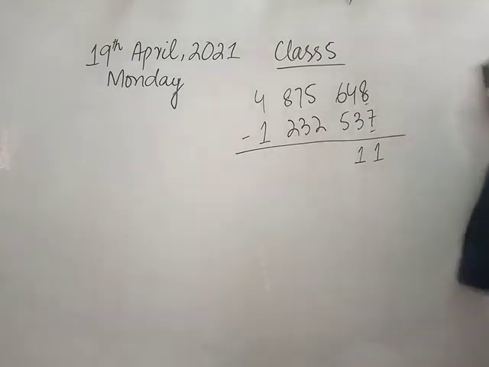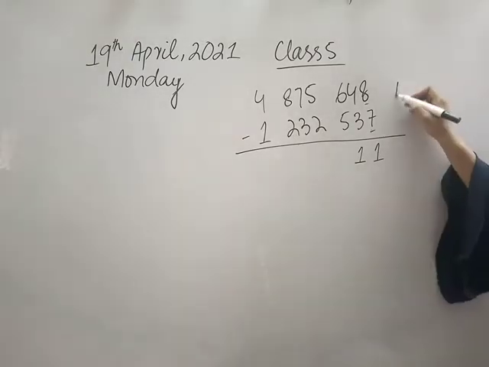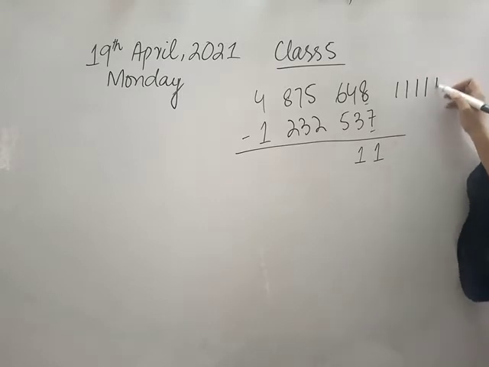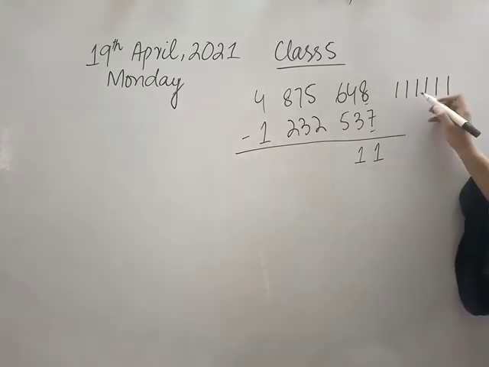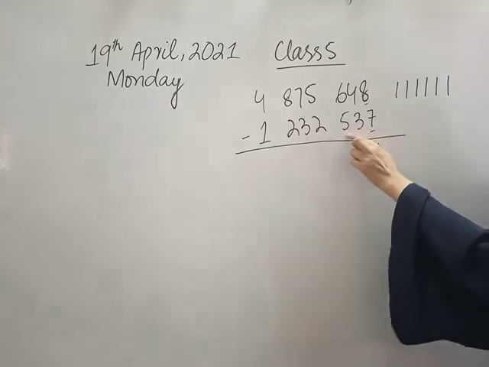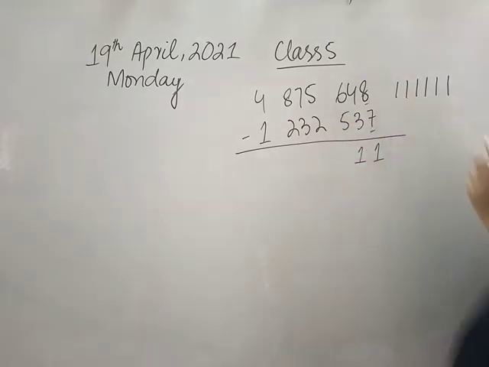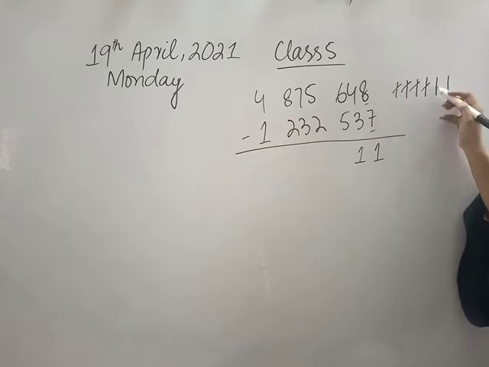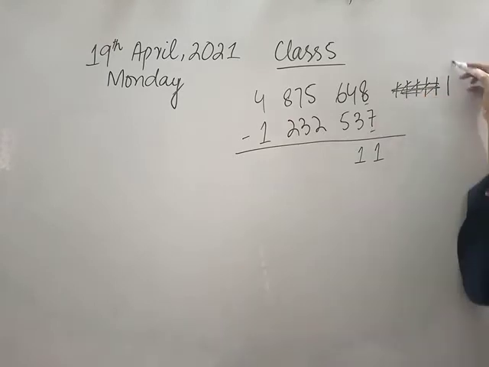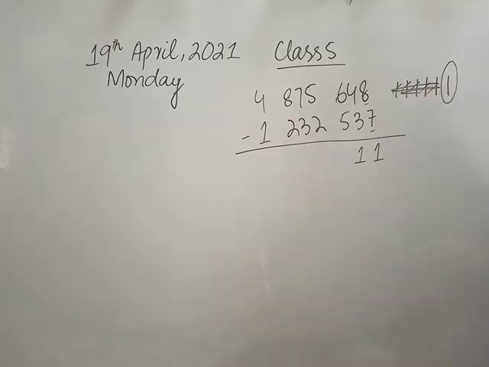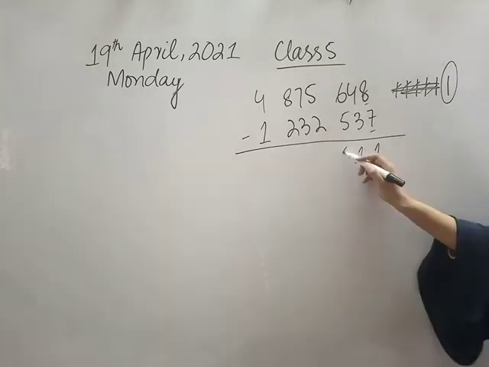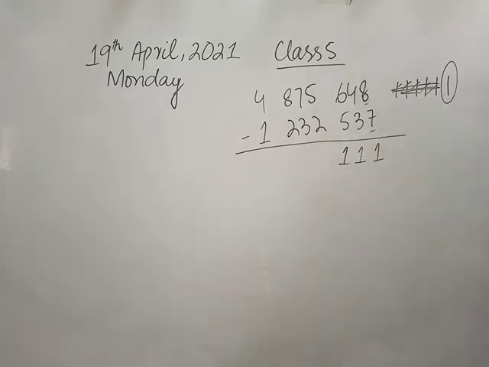Now the next number, which is 6 minus 5. 1, 2, 3, 4, 5, 6. Now I am going to subtract 5 from this: 1, 2, 3, 4, 5. 5 are subtracted, so how many are left? Very good. 1. 6 minus 5 is equal to 1.